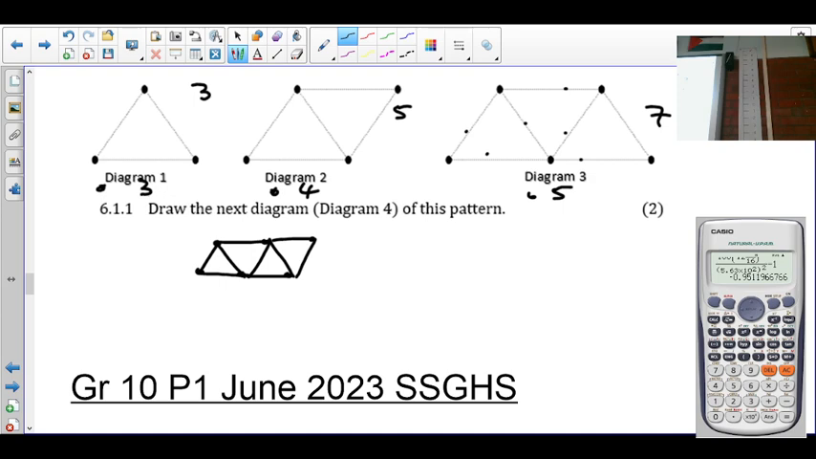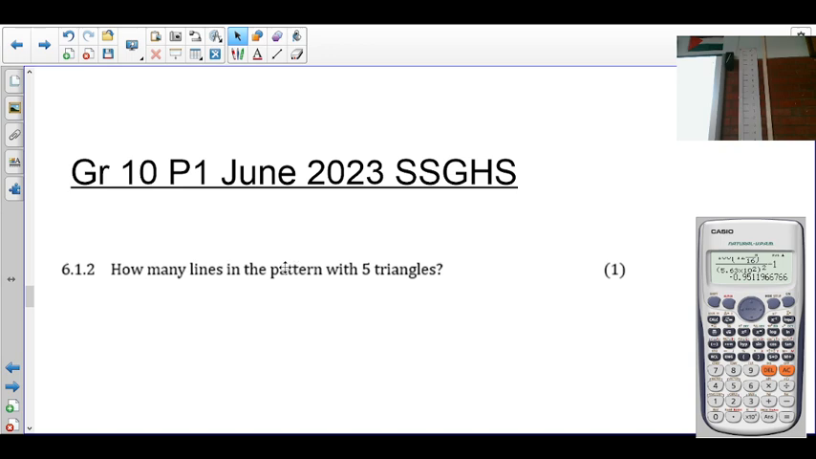Not so? Diagram 4 has 1, 2, 3, 4, 5, 6 dots, and it has 1, 2, 3, 4, 5, 6, 7, 8, 9 sticks. Okay, 9 side lengths, so they will be on the board. Okay, that gets you 2 marks.